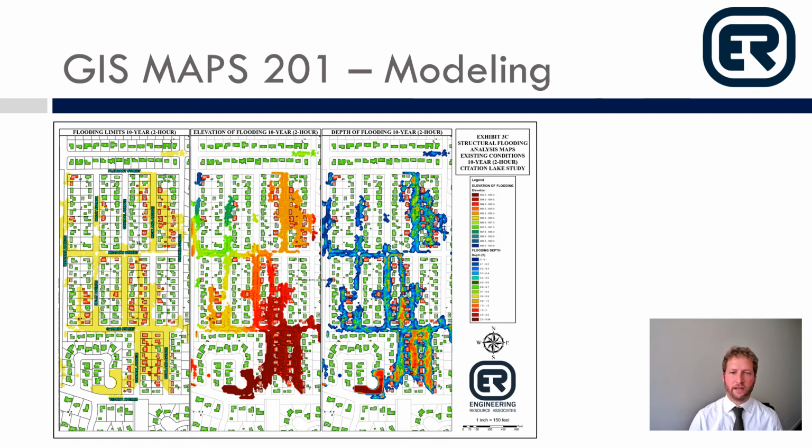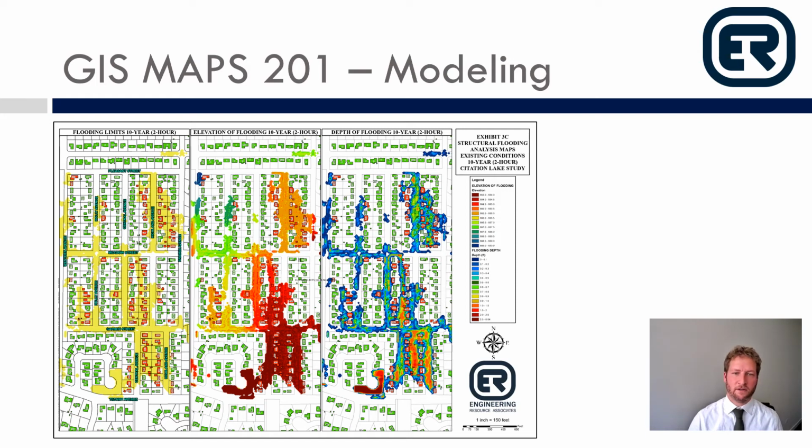The beauty of working with models that utilize GIS is that data transfer can go both ways. Results data exported from a model can be displayed and further analyzed using tools available in GIS. Here's an example of model output data that was converted into flooding extents, elevations, and depths in GIS.